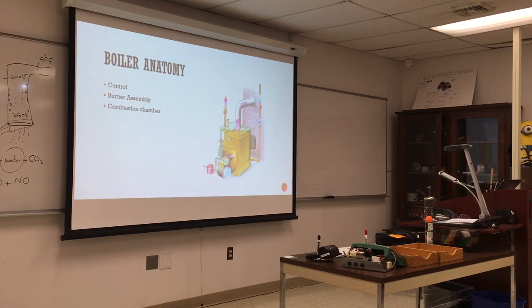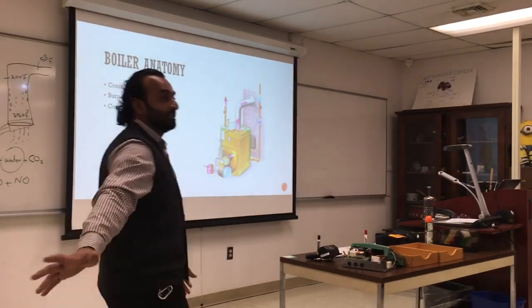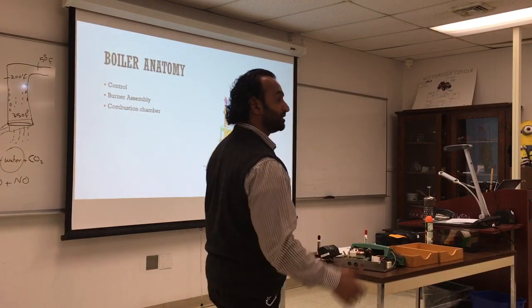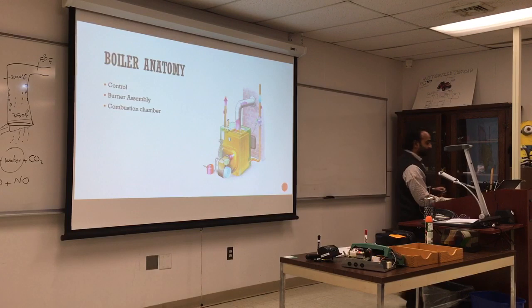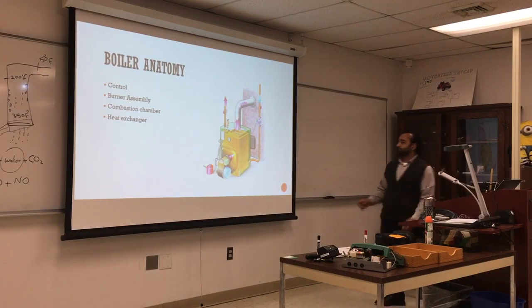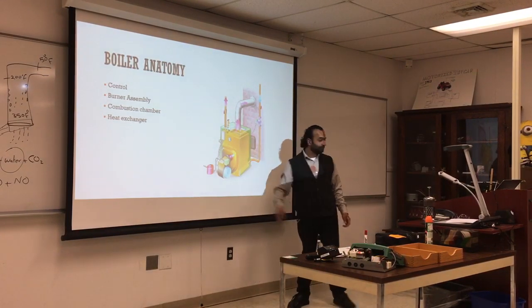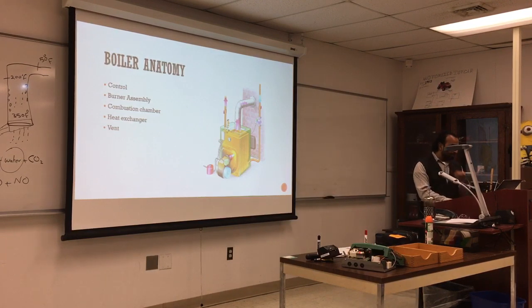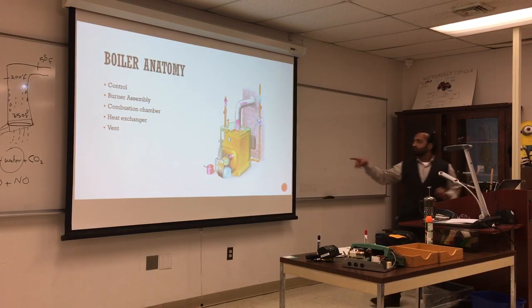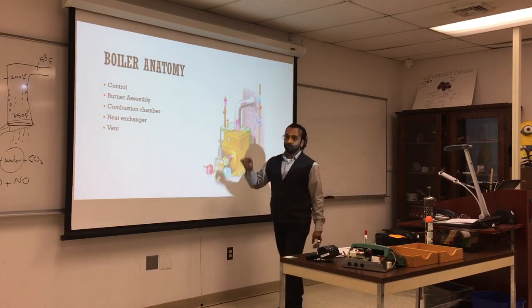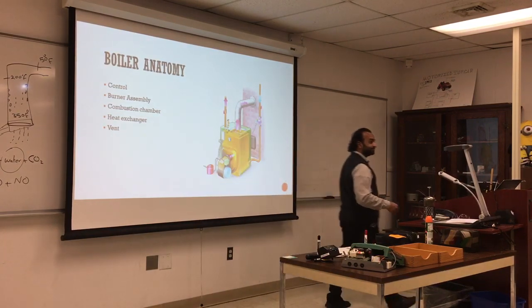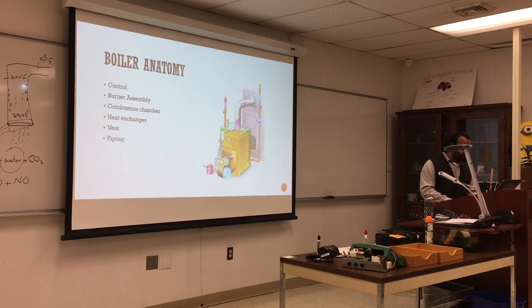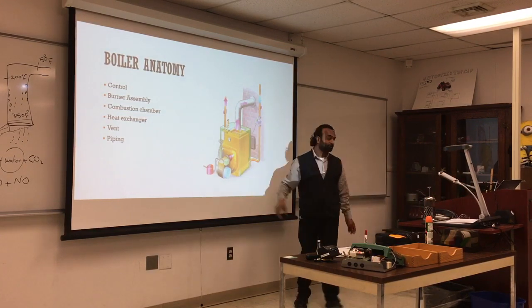That's mostly for oil. They also have a similar one, looks the same, for gas. It will shoot gas inside the chamber. Combustion chamber is inside here. Heat exchanger, that's over here. Vent, where is it again? In here. Actually, I will take 5 minutes, I'll bring the boiler so you can look at it. It's very interesting. Vent piping goes in and out.